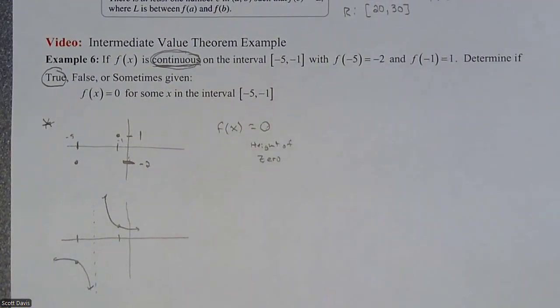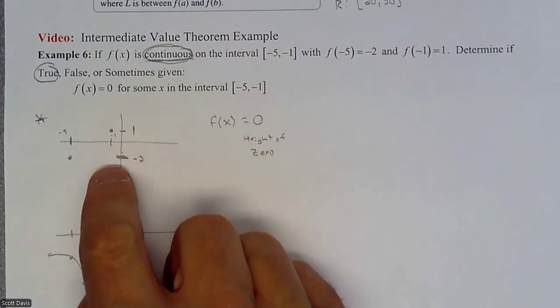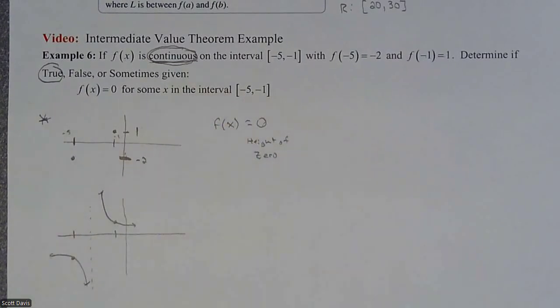But that's the idea of the intermediate value theorem. The word continuous has to be in there, and that value has to be somewhere within that range. And then, yes, there's some x value that would give you that height.